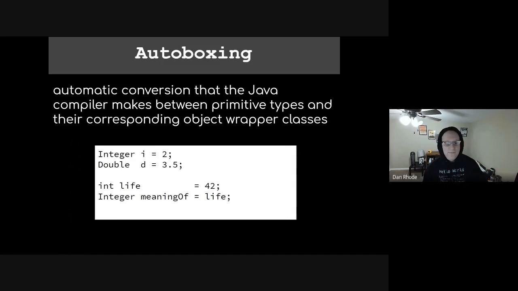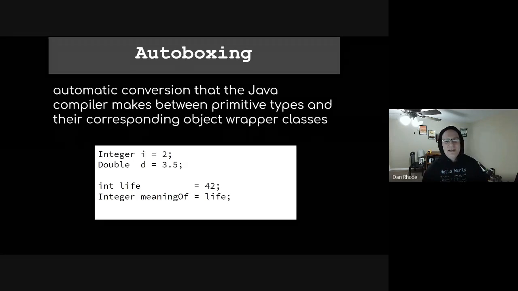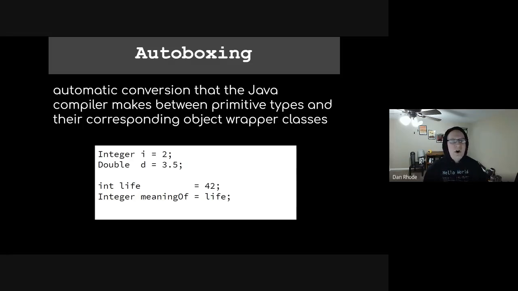For example, if you have an Integer, capital I, that gets 2, and you have a Double, capital D, that gets 3.5, and then you say int primitive life gets 42, and then I change it to an Integer type, getting life, it will automatically autobox that and convert it. And in the old days, you had to cast it and do all kinds of stuff and go new Integer and so on, kind of like I showed you at the beginning of class. You don't have to do any of that anymore because of autoboxing. It does all of that stuff for you automatically. It's new. It's the way it works now.